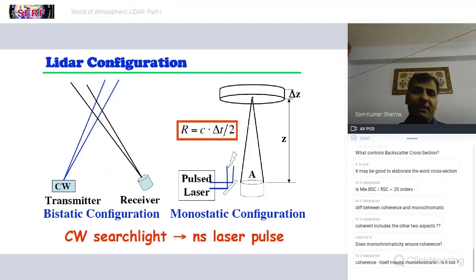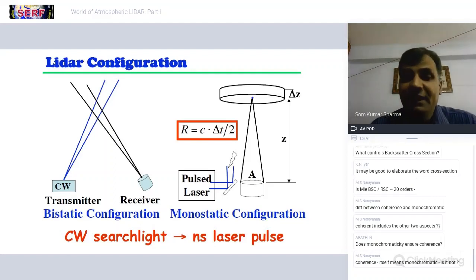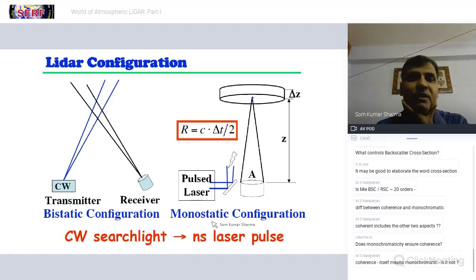Then there is another LIDAR, the monostatic configuration. In the monostatic configuration, the transmitter and receiver are together. Again you see, the range R is equal to C into delta t by 2. This range you can calculate very easily. C is the velocity of light, delta t is the time measured, and dividing by 2 accounts for the signal going and coming back, covering the 2R. So R is equal to this divided by 2.